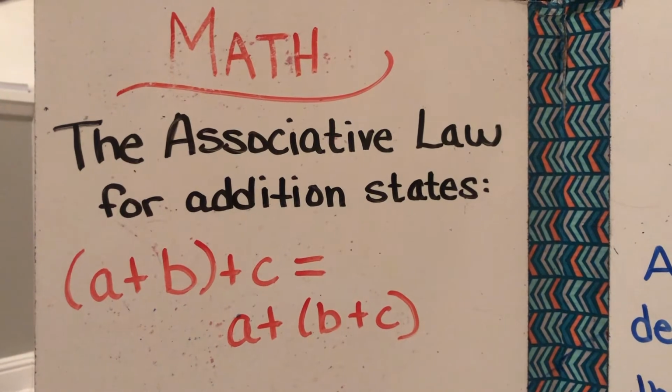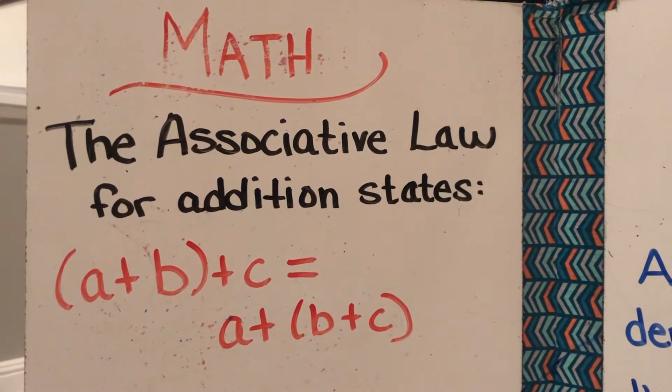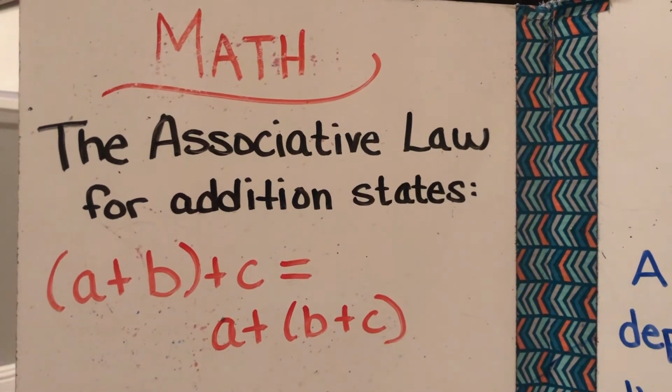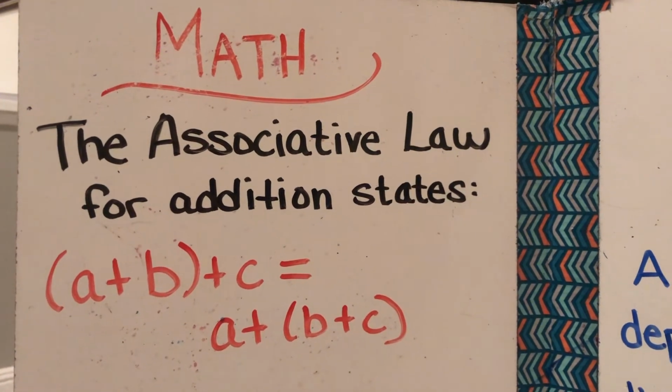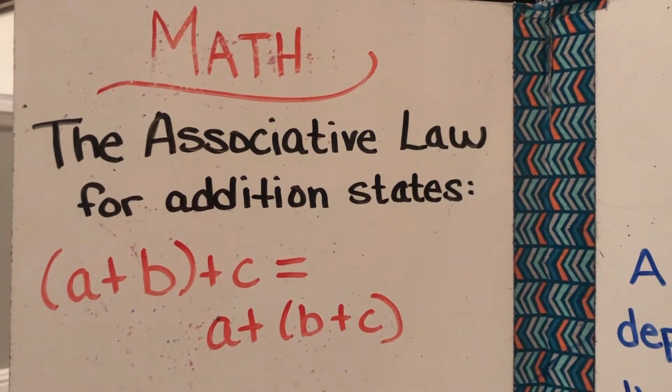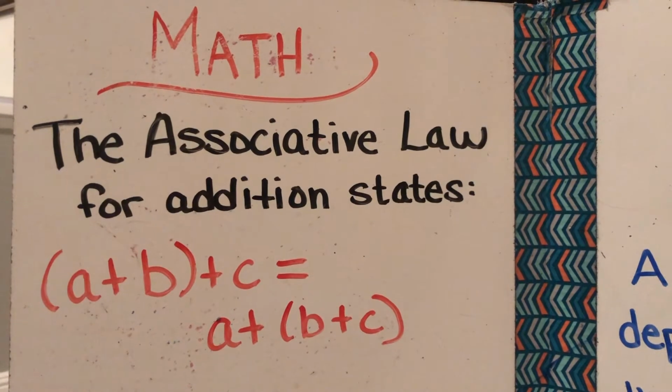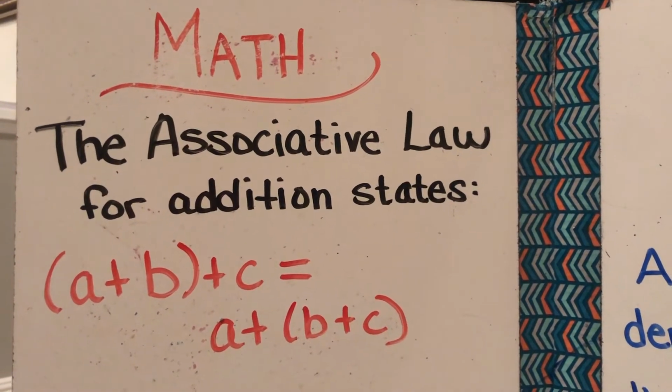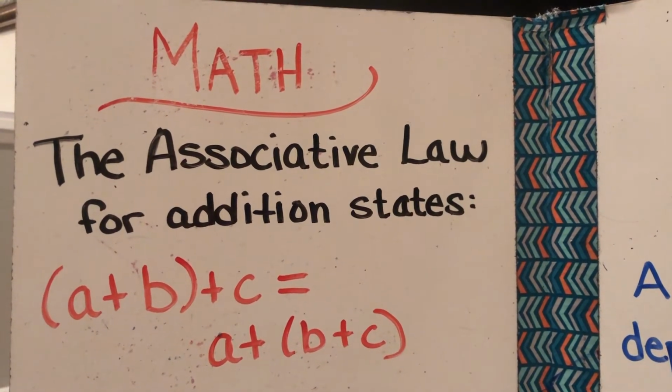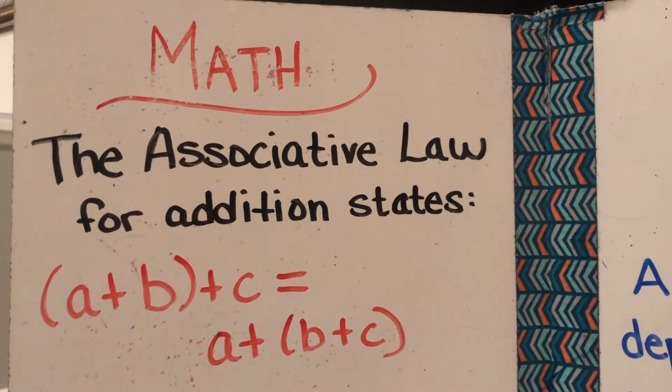The associative law for addition goes something like this. Opening parenthesis A plus B, closing parenthesis plus C equals A plus opening parenthesis B plus C closing parenthesis.